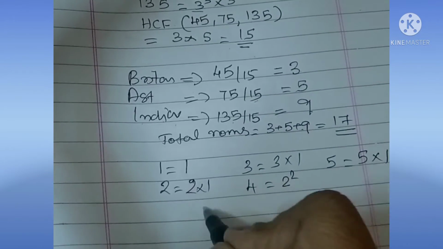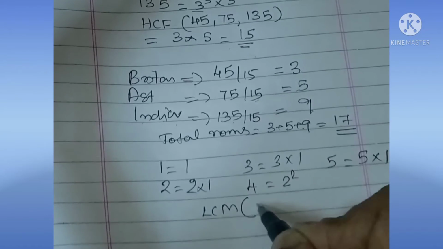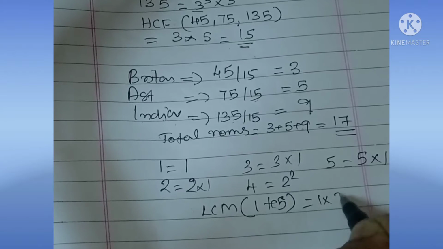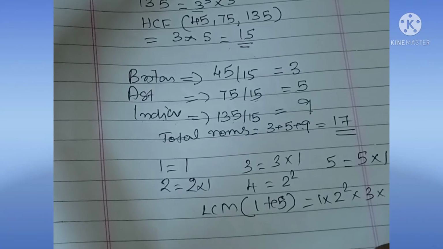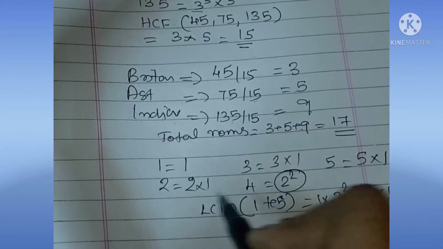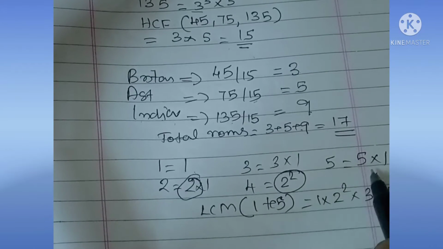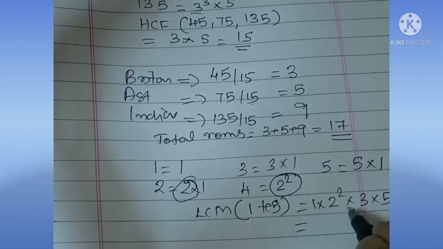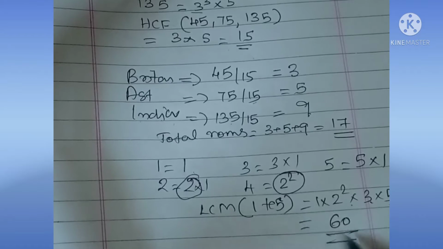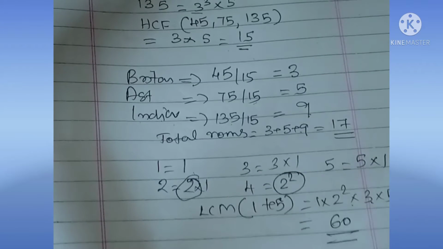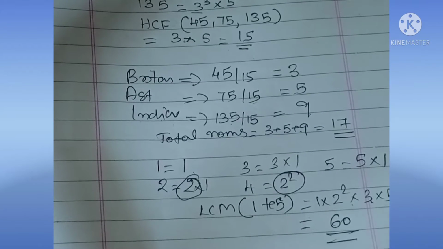So here we want to find the LCM of the numbers from 1 to 5 as 1 into 2 square into 3 into 5. That means 2 square we can take, since one 2 is here. So 1 into 3 into 2 square into 5. So 1 into 4 is 4, 4 threes are 12, 12 fives are 60. So the LCM of the numbers from 1 to 5, that is the number dividing all the numbers, is 60.